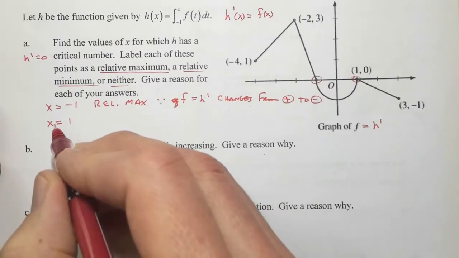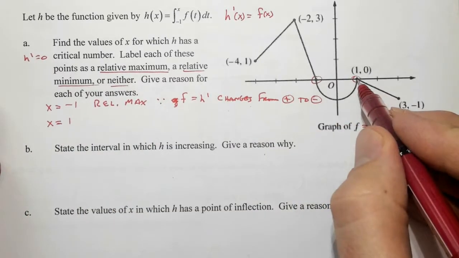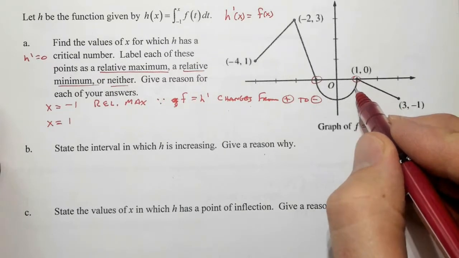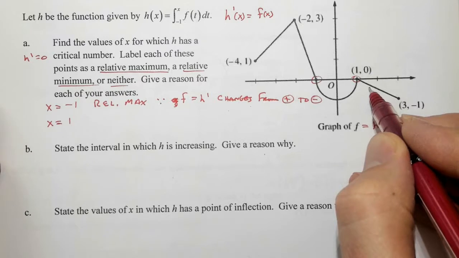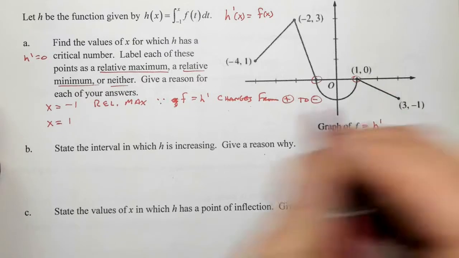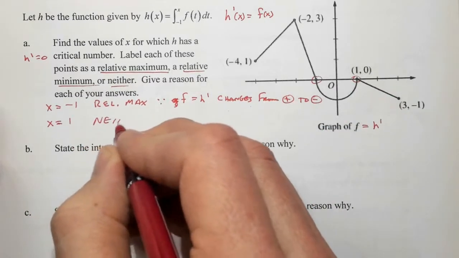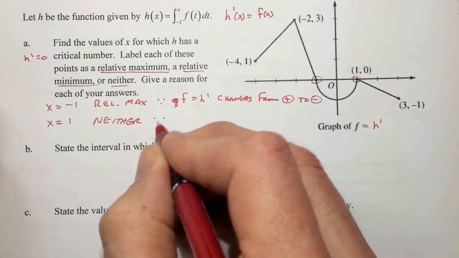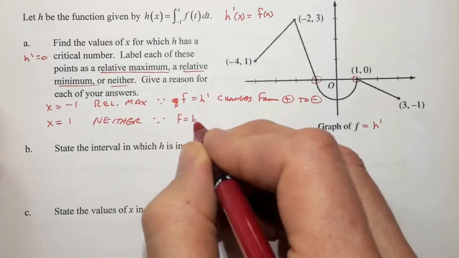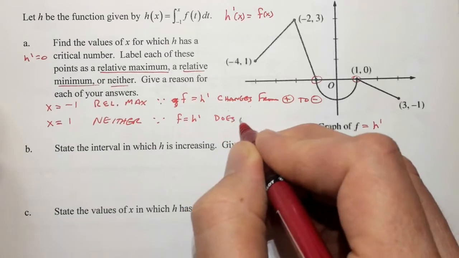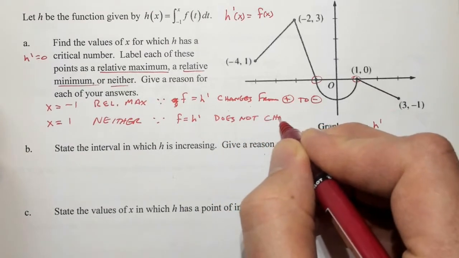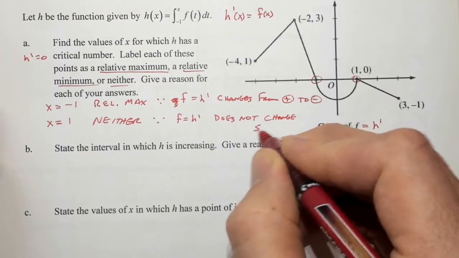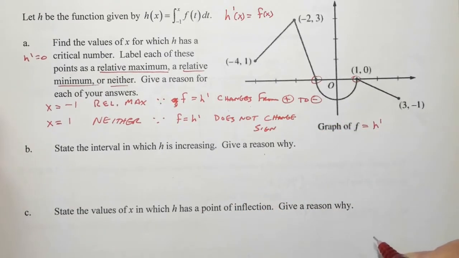How about at x equals 1? Well, prior to this spot where the derivative is equal to 0, our derivative is negative. And afterwards, it's negative as well. The derivative did not change sign. So, neither. Right? Because f, which is equal to h prime, does not change sign. So it's a critical number, but it's not a relative extreme.